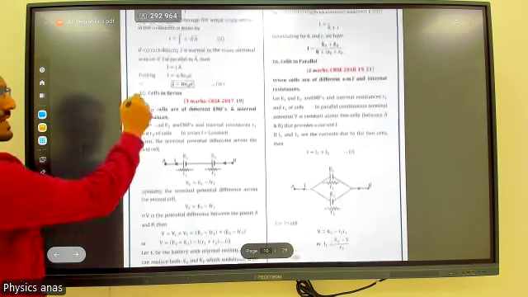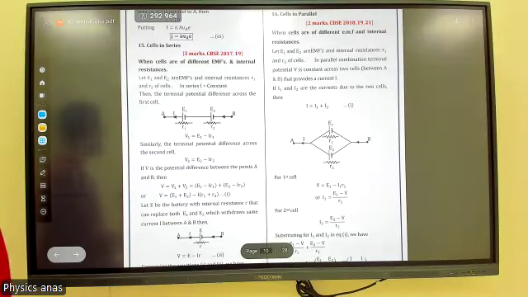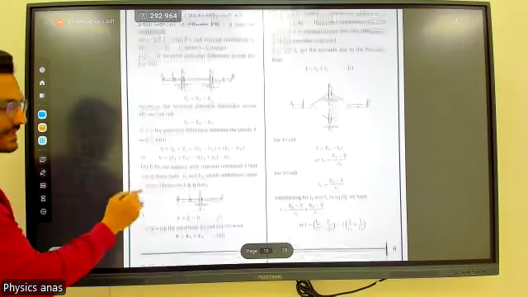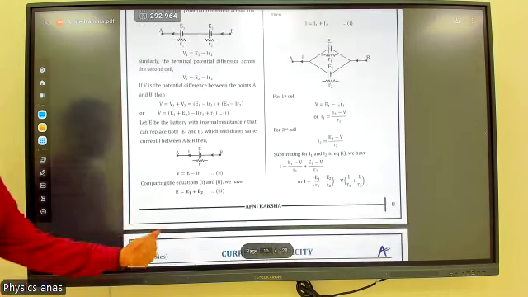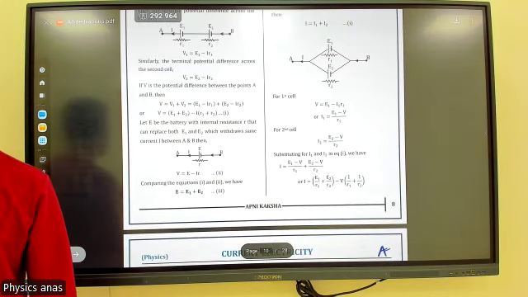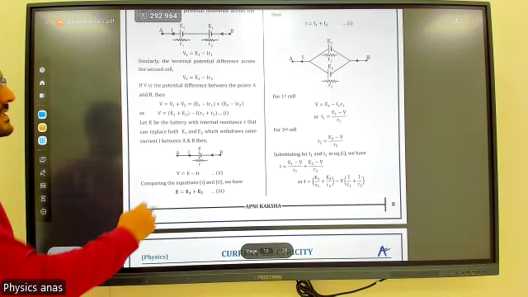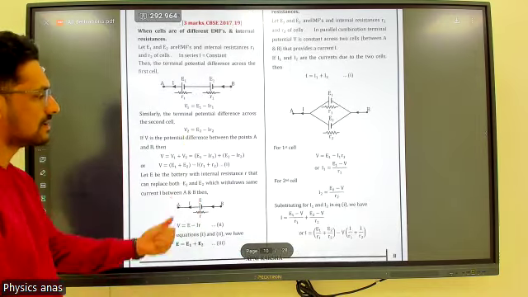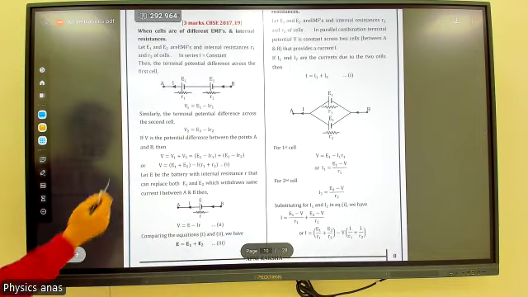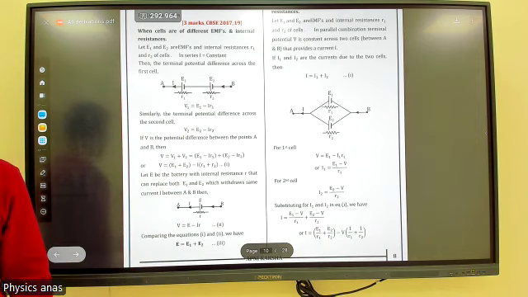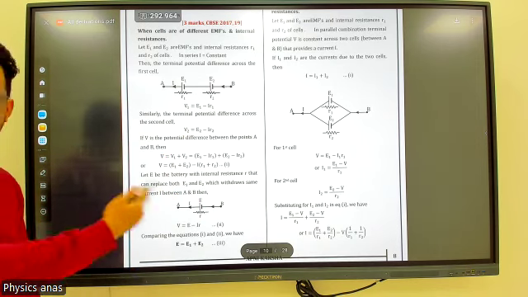Okay. Now, cells in series. Look at the final equation. For cells in series, the EMF can be added. Study that. You can use V equals V1 plus V2. Voltage can be added, just like that.